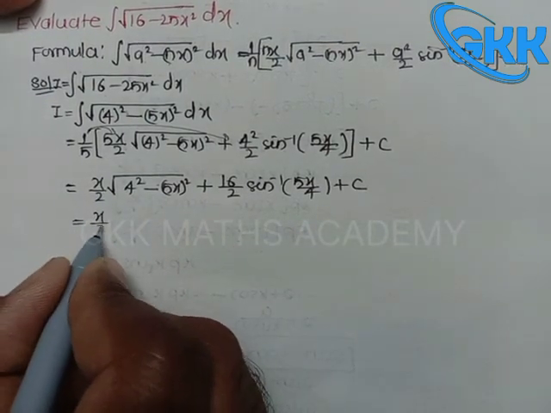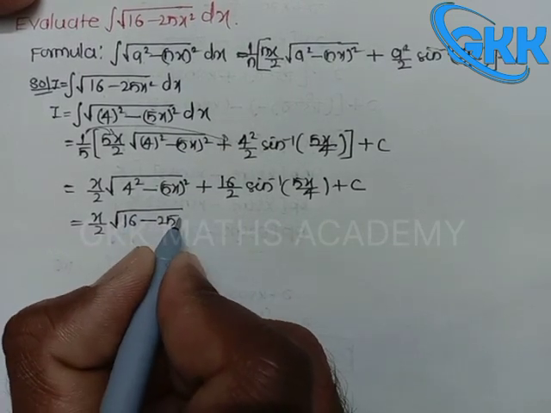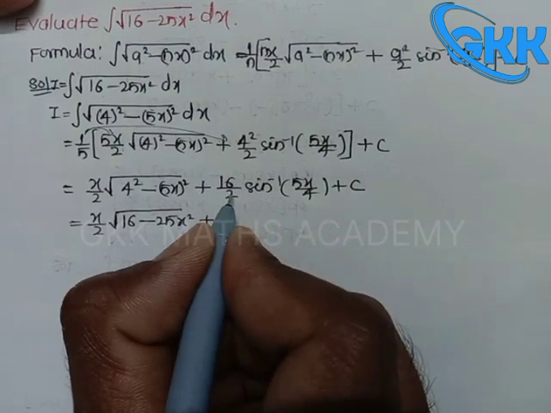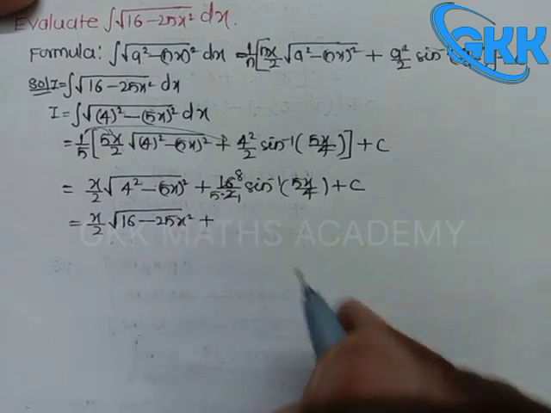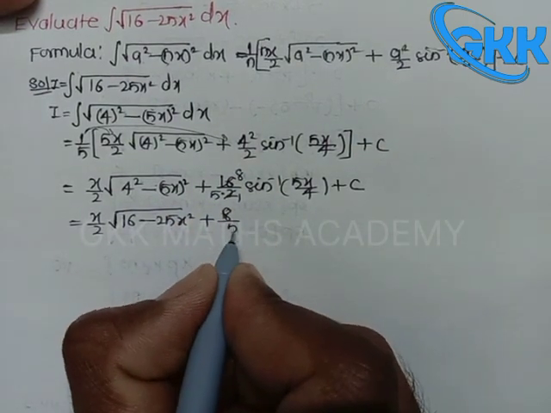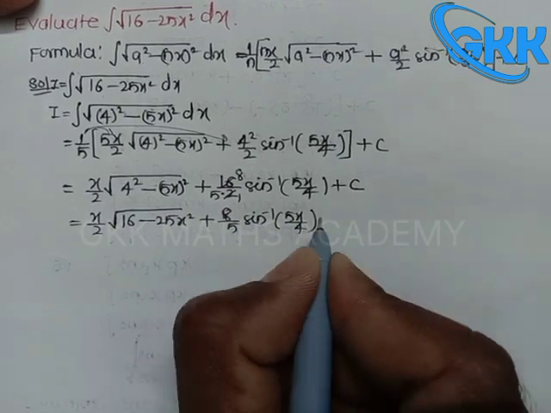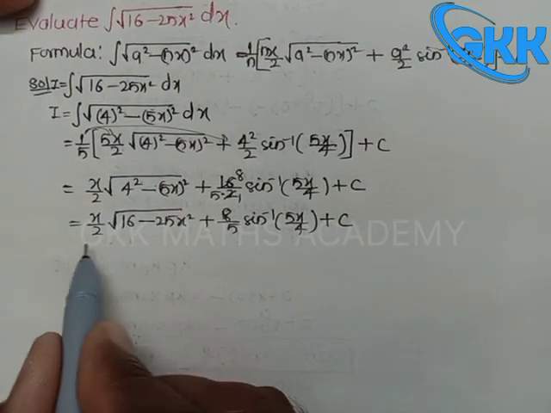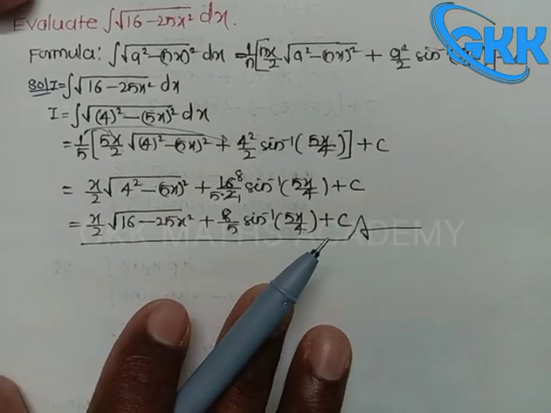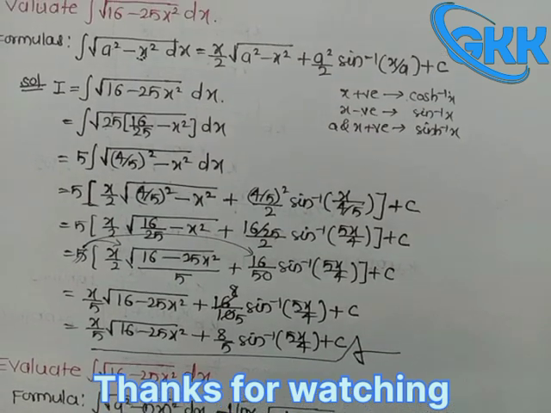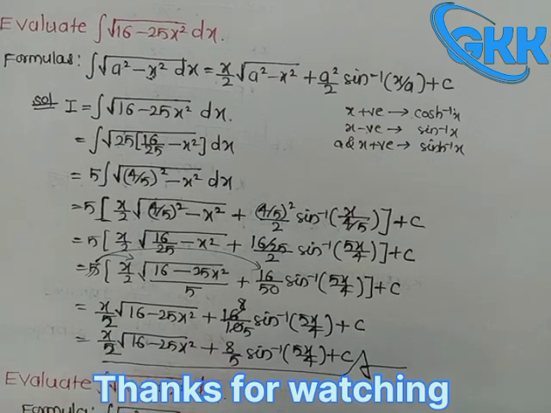Now x upon 2 times the square root of 16 minus 25x square. When you multiply by 1 upon 5, you get x upon 10 times the square root, plus 8 upon 5 sine inverse 5x upon 4, plus c. This is the answer. In this method you get hardly 3 steps. In the previous one, see how many steps you got. So which is easier? You can go through that.